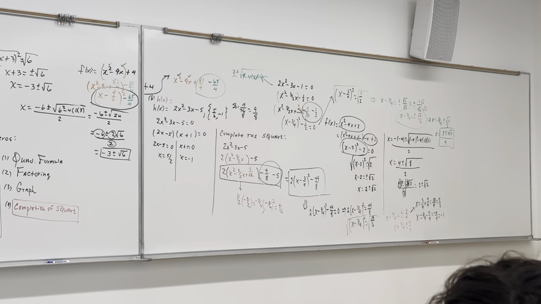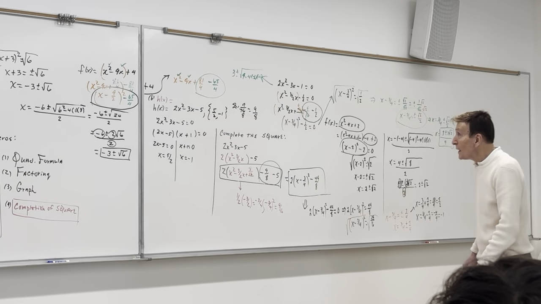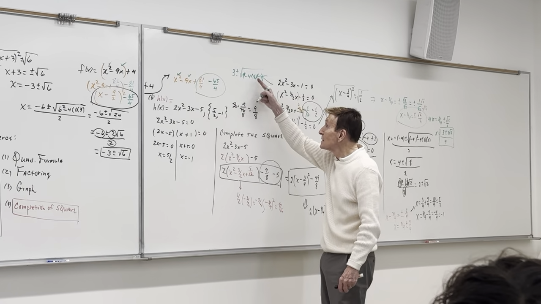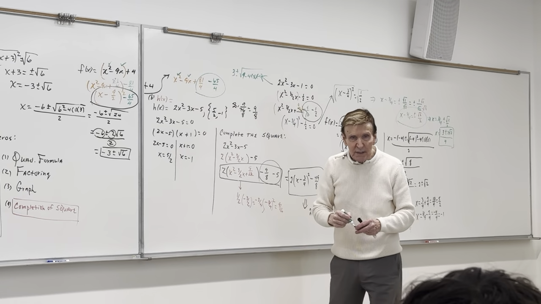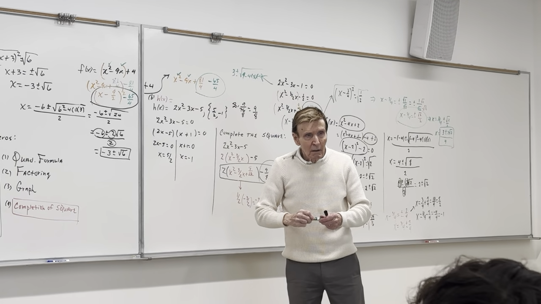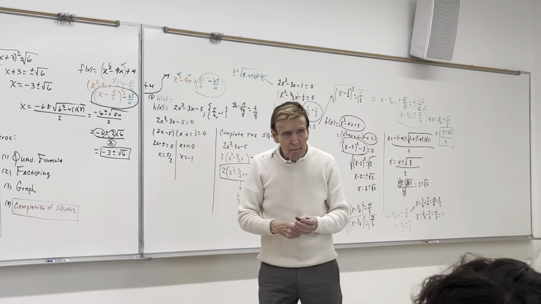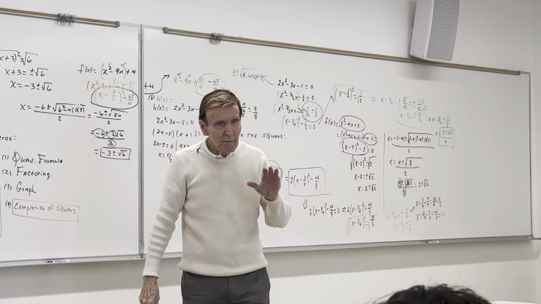-4 times 2 times -1 should be 8. So what's the 9? I see a plus. Yeah, 9 plus the 8. Plus 8, that's 17? Yeah, right. Okay, so I'm going to get a square root of 17, yes.